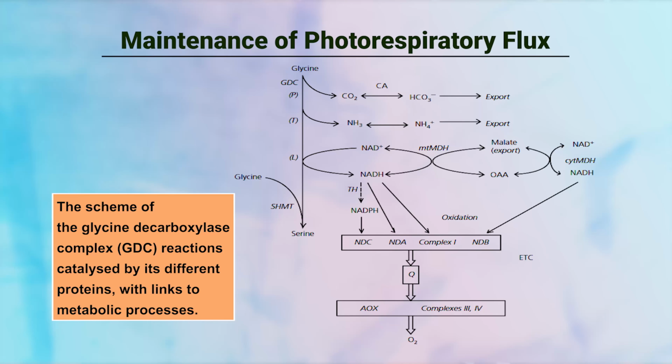As we can see, P protein is involved in decarboxylation, L protein in NAD+ reduction, and T protein in release of ammonia. Carbon dioxide is equilibrated by carbonic anhydrase with bicarbonate, which is exported to the cytosol. Ammonia is produced and protonated to ammonium, which is exported and used in the chloroplast. NADH is equilibrated by the mitochondrial malate dehydrogenase. Malate is exported to the cytosol where it is equilibrated by cytosolic malate dehydrogenase.